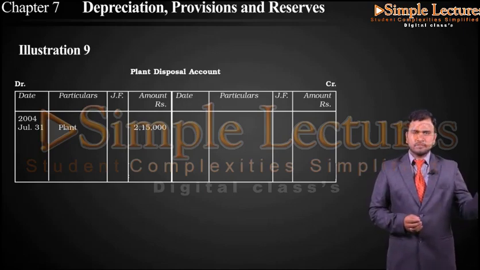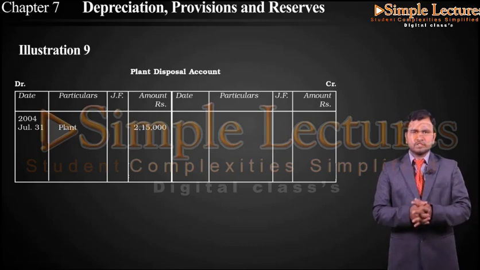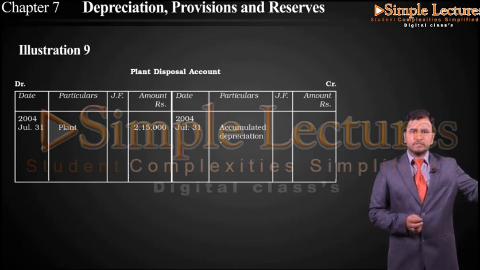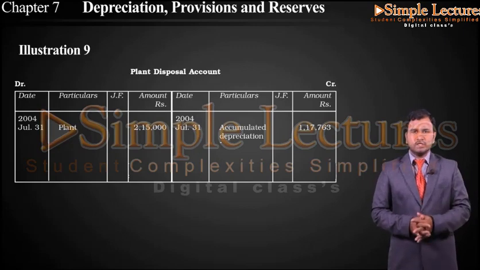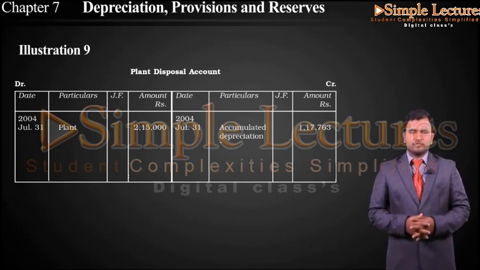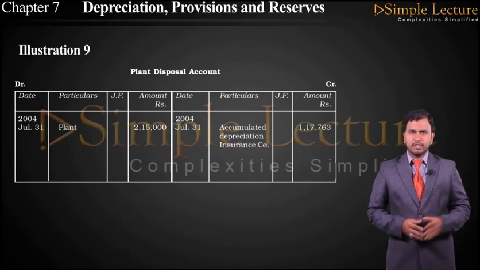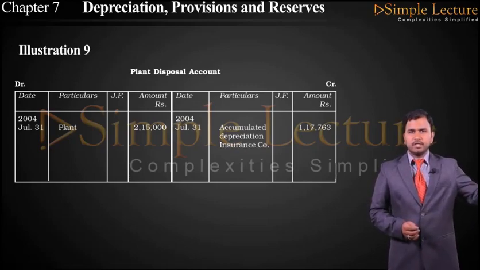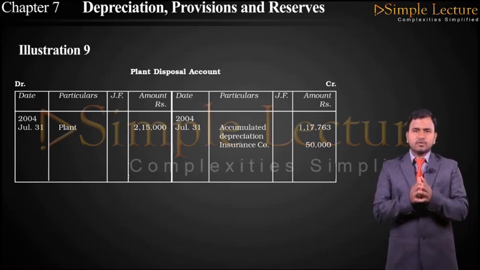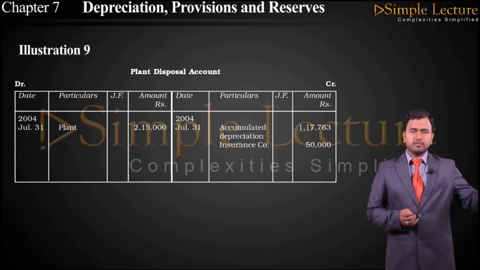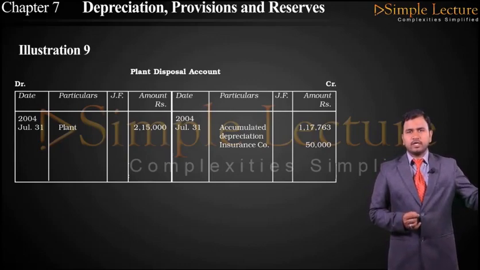So let us take first depreciation, the total depreciation we have charged in the previous table: 31st December 2004, accumulated depreciation account. The value will be 1,17,763, the total depreciation for 4 years under the written down value method. And the next entry we are going to record is for the claim which we have received from the insurance company on the same date, insurance company 50,000. So now the total depreciation was 1,17,763 and we received a claim of 50,000, and the difference will be a loss or profit.